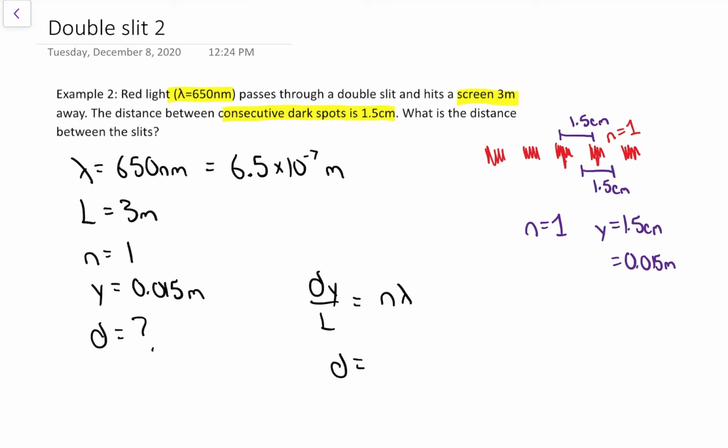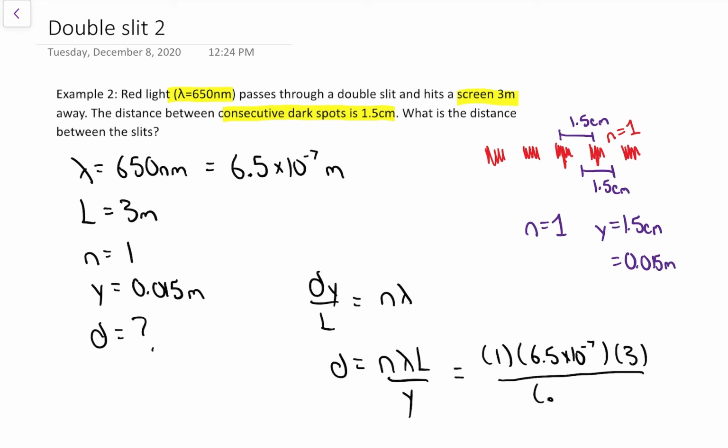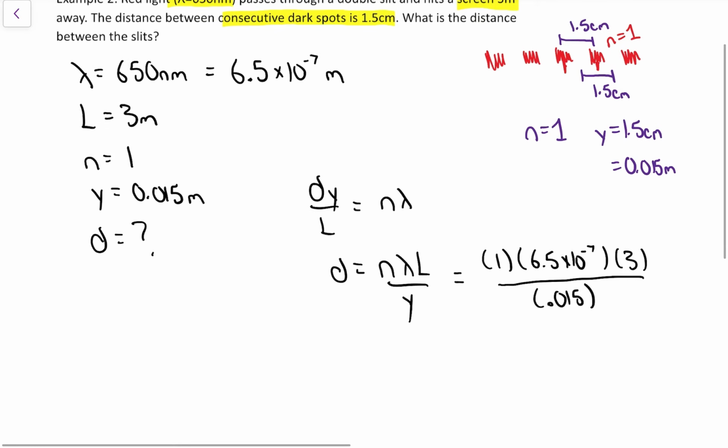In this equation, we know everything but letter d. So d is n times lambda multiplied by L, all over y. The n by our logic was 1. The lambda was the 6.5 number. The L was given as 3. And our y value is the 1.5 centimeters. We put that in meters and get that.